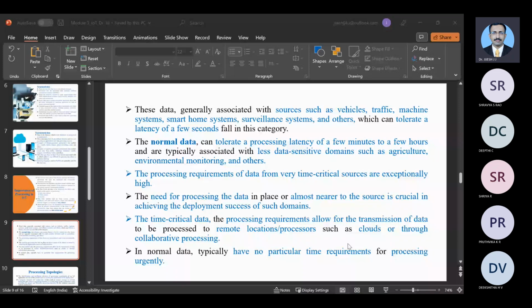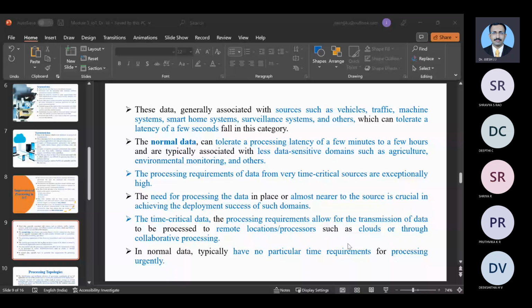Okay. So that's why we have classified into three major classifications. First one is time critical, very time critical. Okay, so what is latency? Delay in the network when the process of communication takes place from one end to another. Okay, so this is what we have studied in the processing of IoT.